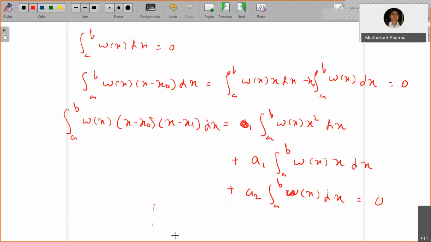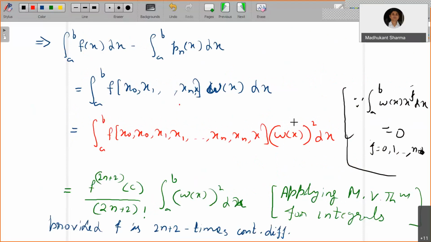So if you use these results, the only surviving term is the last term, where each factor is squared: x minus x naught square, x minus x1 square, x minus x2 square, and so on till x minus xn square. Now, since this does not change sign over the interval a to b, note that there are 2n plus 2 points: x naught repeated twice, x1 repeated twice, and so on, xn repeated twice. So there are 2n plus 2 points.